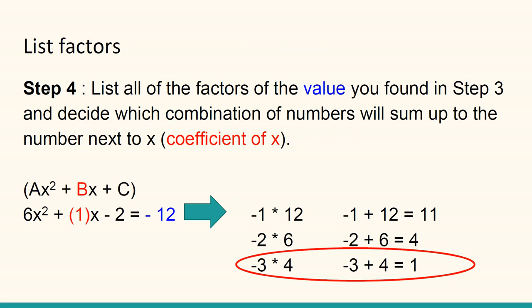I see. So for the next step, we have to list all the factors of negative 12. So what are some factors of negative 12? Let's see. There's negative 1, 12, or 1, negative 12. Negative 2, 6, or 2, negative 6. Negative 3, 4, or 3, negative 4. Perfect. We're looking for factors that if we add up, they'll lead to the coefficient of x, which is 1. So when we add up these factors, only negative 3 and positive 4 equals 1. So this is the factor we choose.